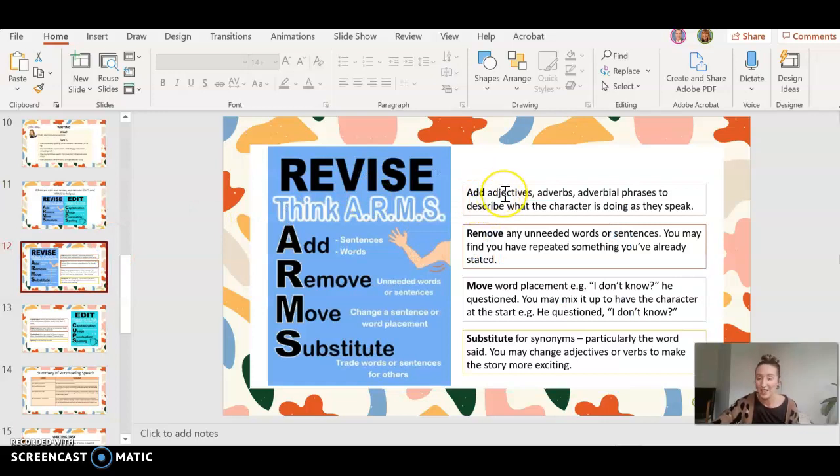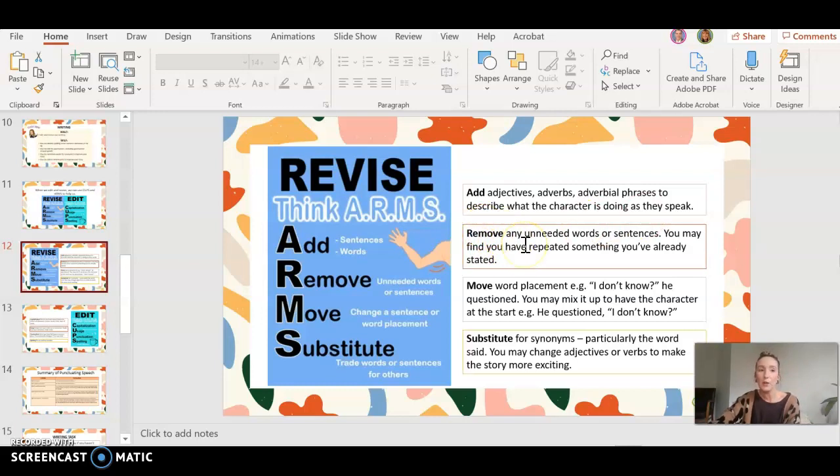We can add adjectives, adverbs, or adverbial phrases to describe what the character is doing as they speak. For example, "I'm hungry," groaned Mrs. Lobie as she held her stomach in hunger. So that's an adverbial phrase, as she held her stomach in hunger. Or, "Shh, be quiet. We don't want to wake him up," they said as they creeped up the stairs slowly. So we can describe what they're doing as the character is speaking. So you might add some of those phrases in.